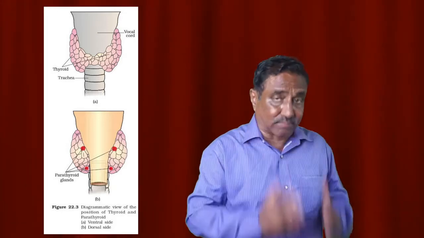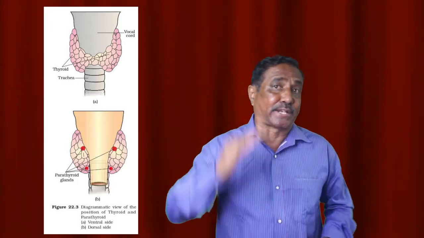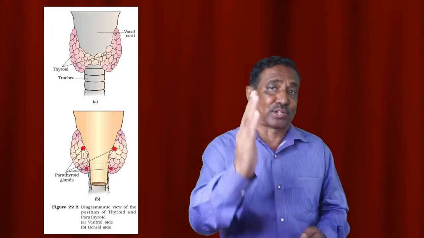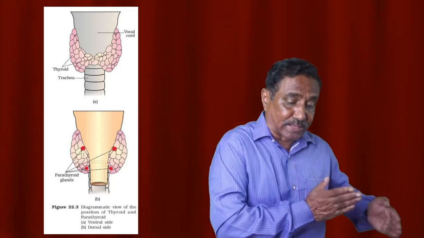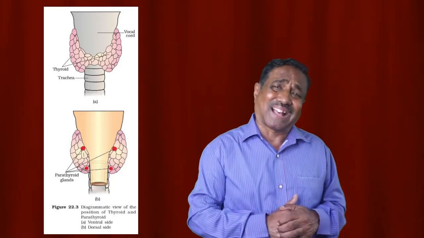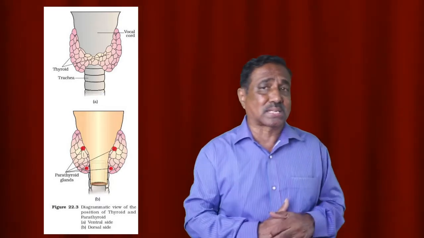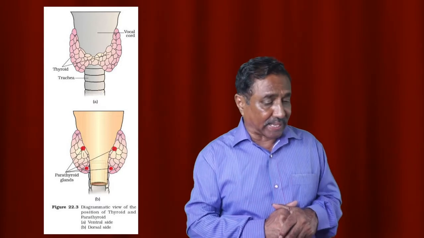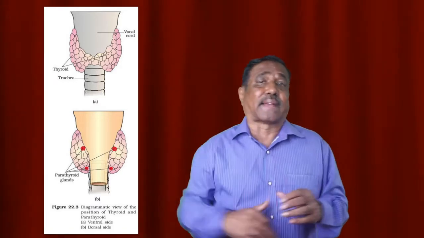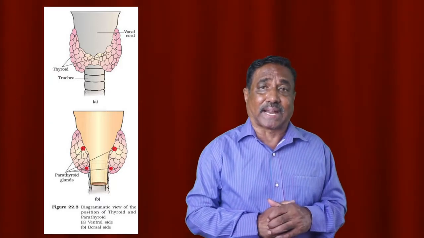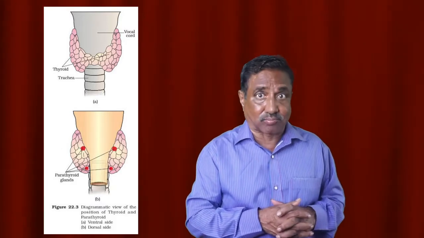Under secretion of this hormone is called hypothyroidism. Hypothyroidism results in simple goiter, mental retardation, growth retardation in a newly born child in case of cretinism, and also deaf mutism. Irregular menstrual cycle is also because of hypothyroidism.